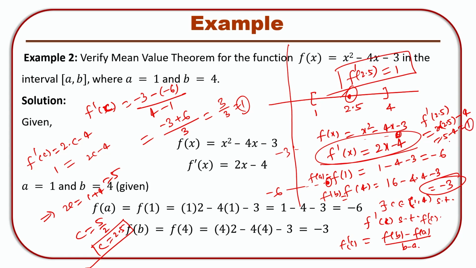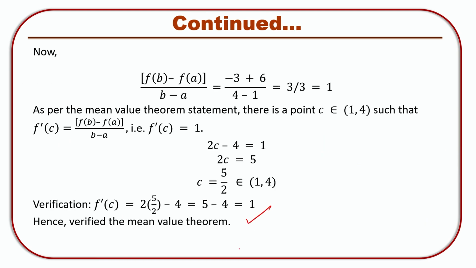1. That means we have verified the Lagrange mean value theorem for the given function f(x) equal to x square minus 4x minus 3 in the interval 1, 4. So, all these we have done, right. So, c is nothing but c equal to 2.5 or 5 by 2.